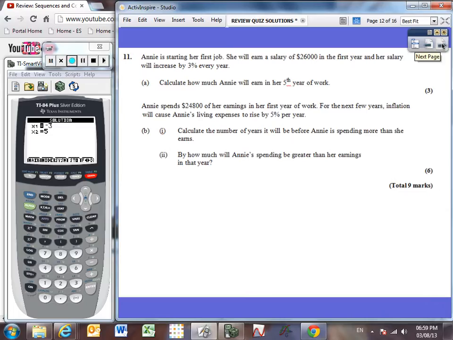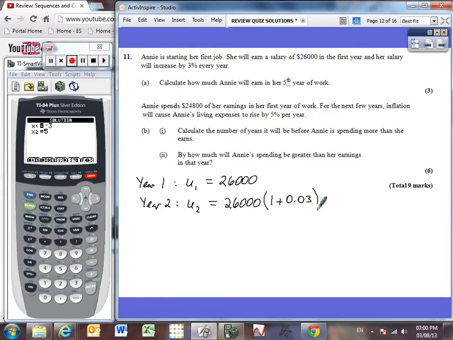Number 11. Annie, starting her first job, earns $26,000 in the first year, and then her salary increases by 3% every year. So let's think about this then. In year 1, which we can think of as our term U1, she's earning $26,000. In year 2, which we can think of as U2, that $26,000 that she was earning the previous year has been increased by 3%.